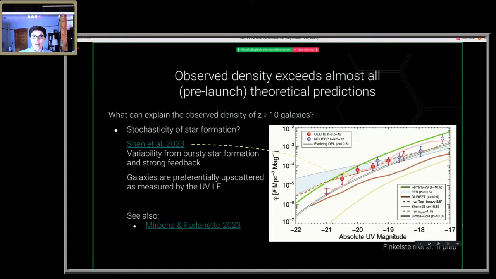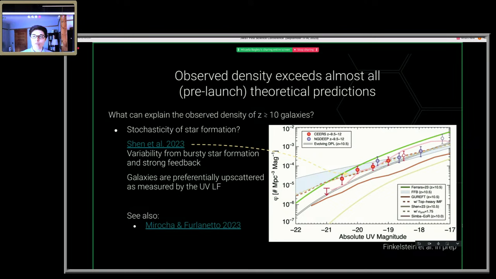And finally, variability from bursty star formation, or from feedback that turns on and off, could be preferentially scattering galaxies from halos into brighter luminosities. Given the shape of the UV luminosity function, if you're scattering things to be brighter and fainter, you would expect more things to scatter bright. So those are all possible options.